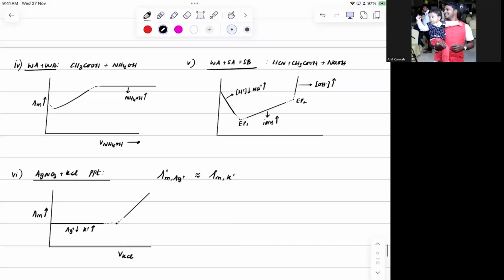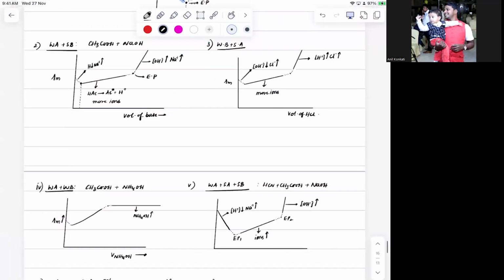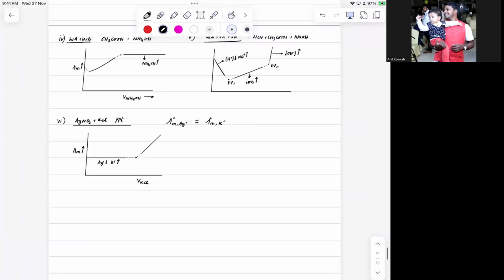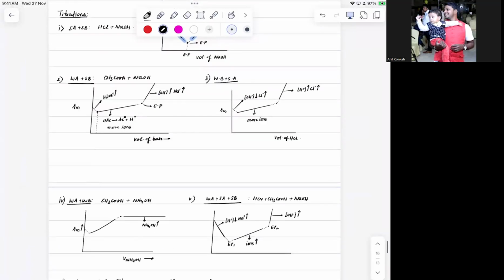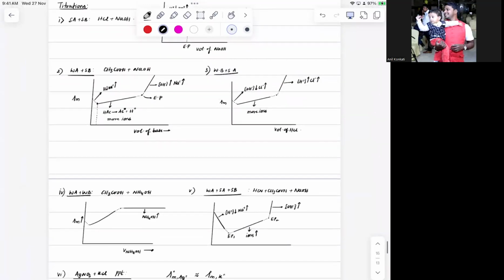So I hope these graphs are clear. Conductometric graphs, as per JEE syllabus, only these 6 graphs are there. You would be asked, so learn these graphs thoroughly.